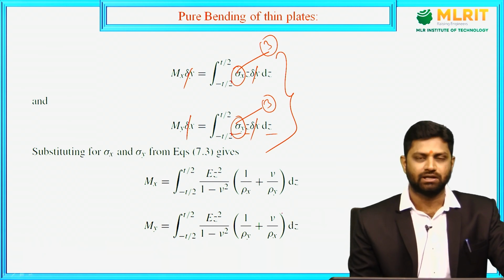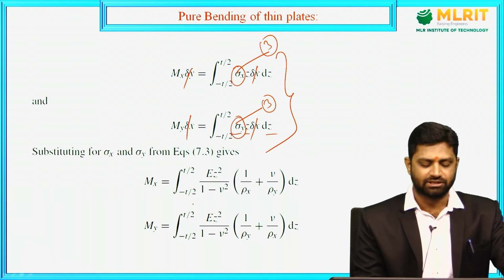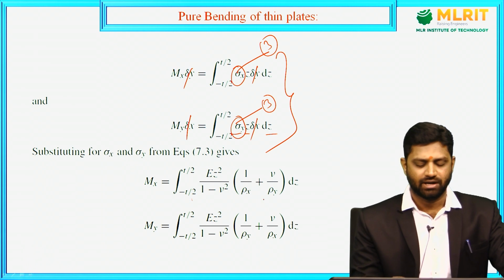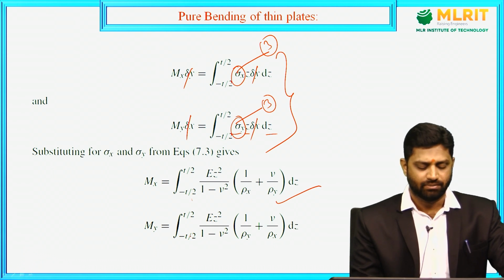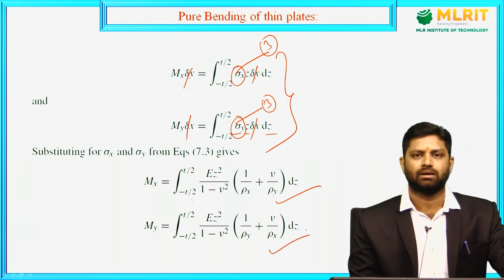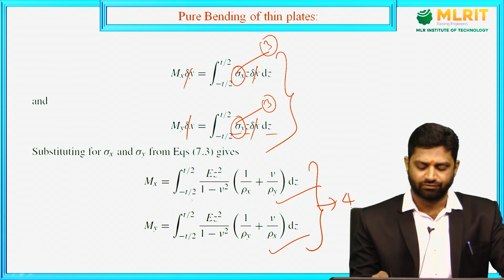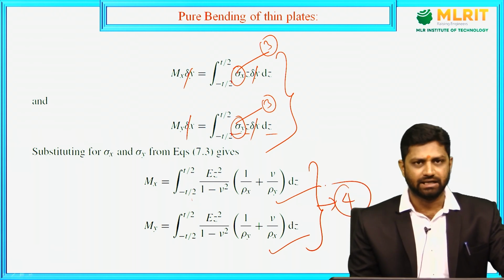Then we are going to get Mx equal to the integral from minus t by 2 to plus t by 2 of Ez square by (1 minus nu square) into (1 by rho x plus nu by rho y) into dz. Similarly, for My you are going to get the integral from minus t by 2 to plus t by 2 of Ez square by (1 minus nu square) into (1 by rho y plus nu by rho x) into dz. So this you can assume as the fourth equation. Now we have an expression for Mx and My.